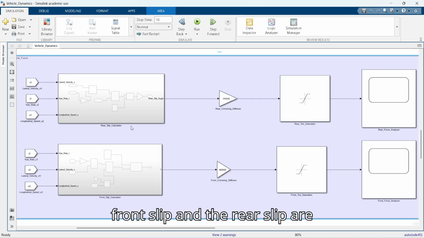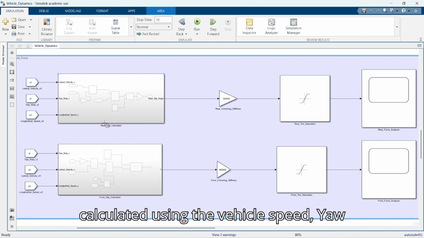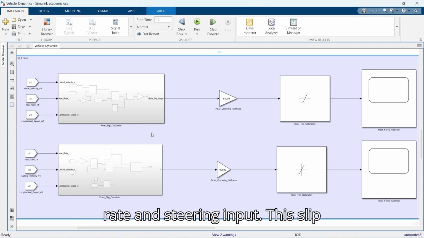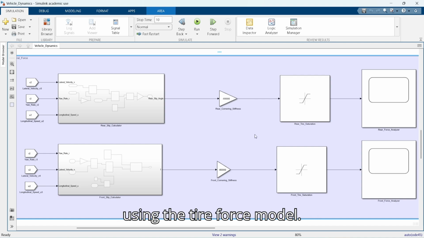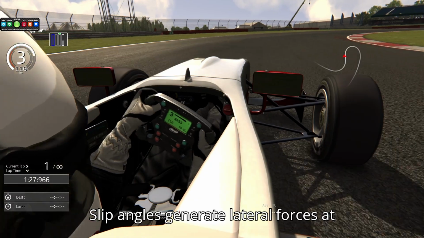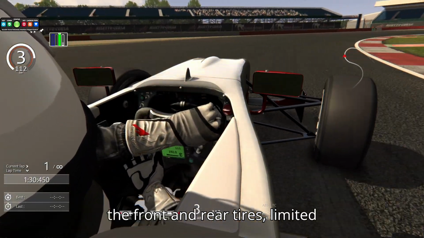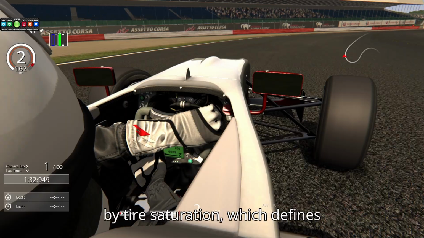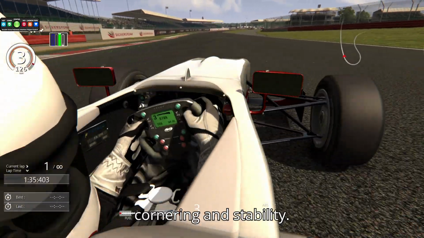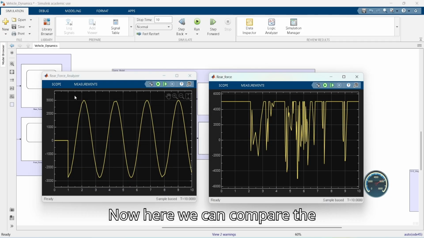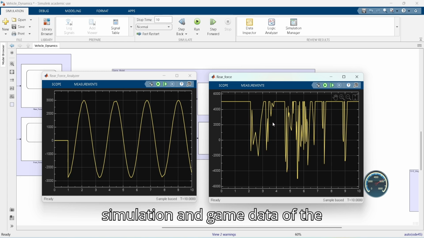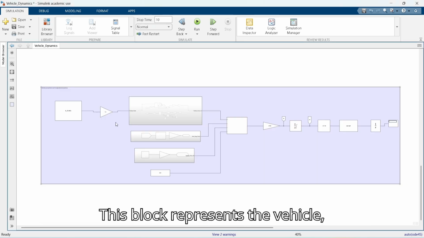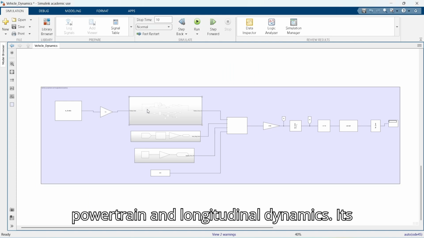The front slip and the rear slip are calculated using the vehicle speed, yaw rate, and steering input. These slip angles are converted into tire forces using the tire force model. Slip angles generate lateral forces at the front and rear tires, limited by tire saturation, which defines cornering and stability. Now here we can compare the rear force analysis of this ideal simulation and the game data of the rear force analysis.